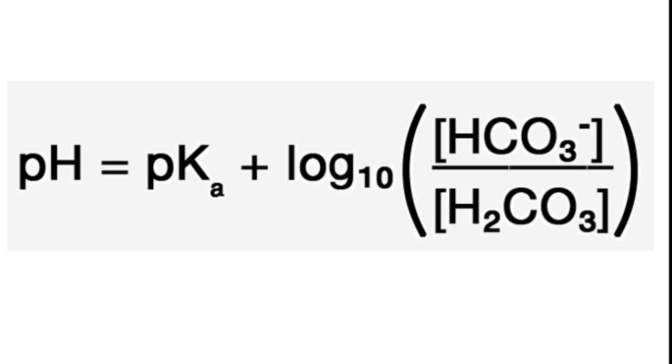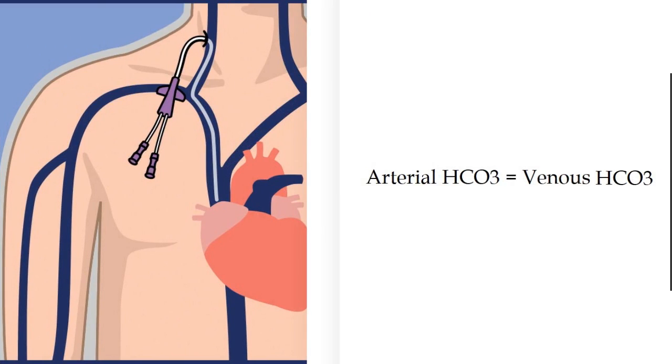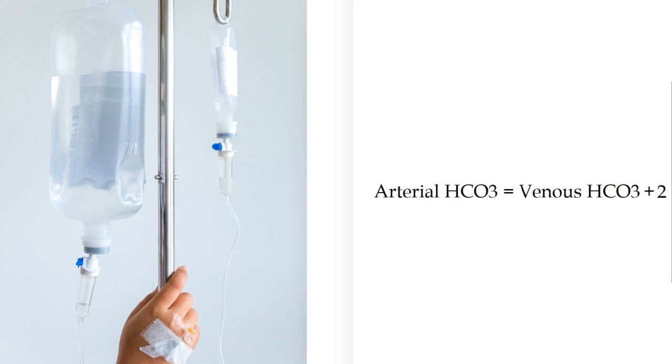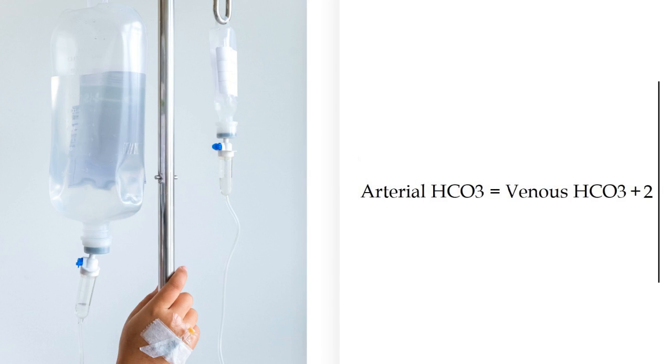I apologize if the Henderson-Hasselbalch equation gives you flashbacks from undergraduate chemistry. It's only here to remind us that the ABG actually calculates bicarb using this formula, whereas the VBG actually measures it from the venous sample. So if a sample is obtained from a central venous catheter, there's no need to adjust the venous bicarb. It will be the same as an arterial sample would be. If the sample is obtained from a peripheral line, the conversion is made by adding 2 to your venous bicarb.